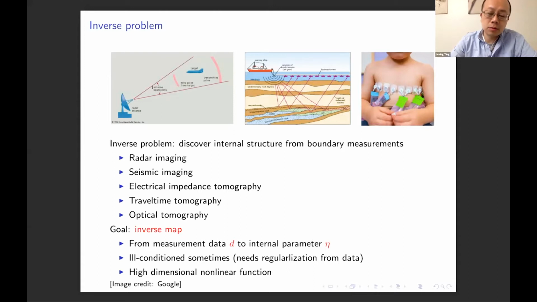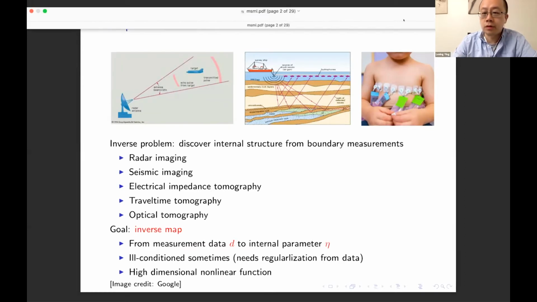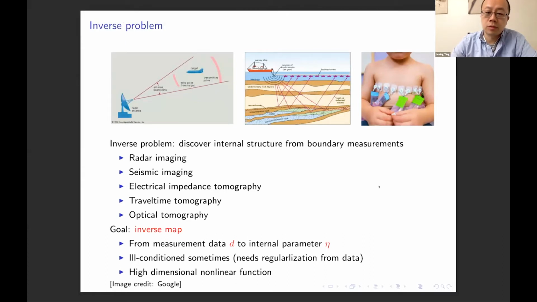So the problem that we're trying to address is a very vast area. It's called inverse problems, and we're trying to see whether deep learning can make some contribution in the area of inverse problems. Inverse problems are very important. Essentially, it's a big industry, with multiple industries behind it. The main idea of the inverse problem is to try to discover internal structures of a certain domain or certain object from boundary measurement.